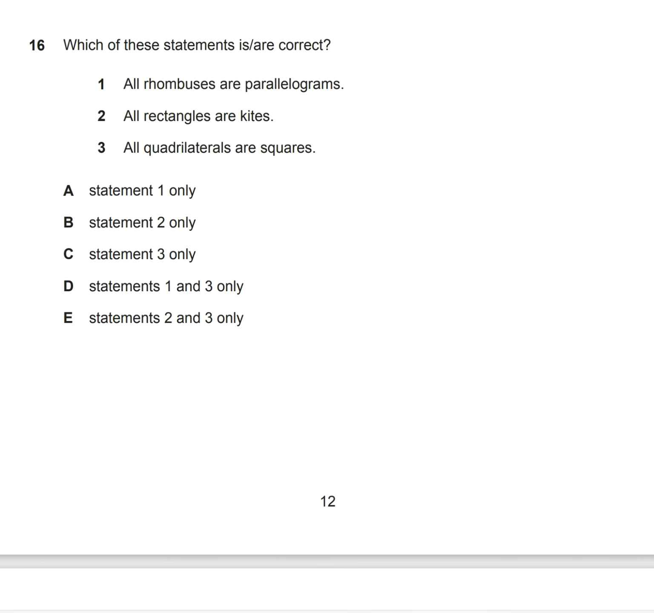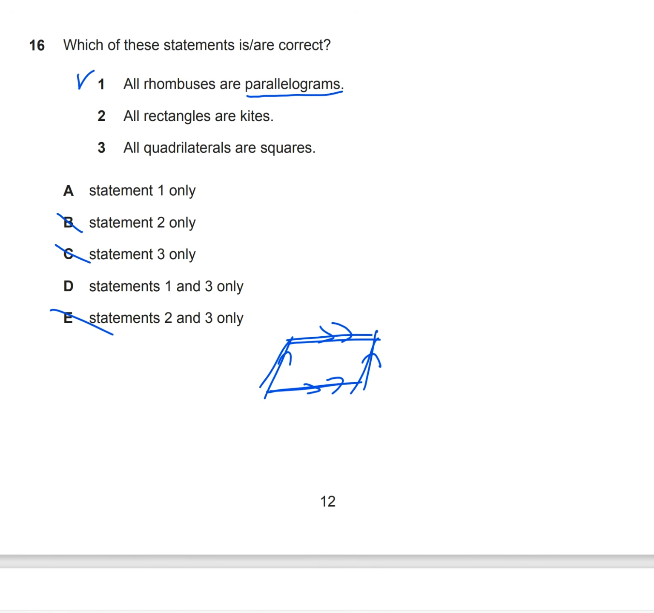16. Which of the following statements is or are correct? Okay, so statement 1, all rhombuses are parallelograms. Parallelograms are just a quadrilateral, a 4-sided shape that have parallel lines on this side and on this side. Rhombuses actually do, because the sides run parallel, so it is a parallelogram, so 1 is correct. That means that B and C are out, and E, because 1 must be correct.